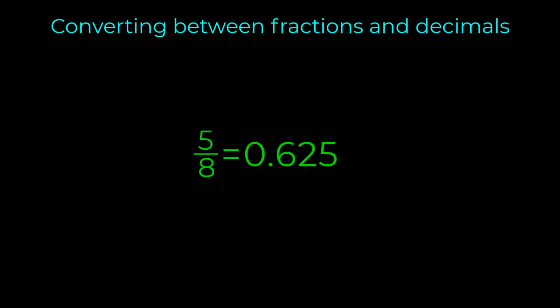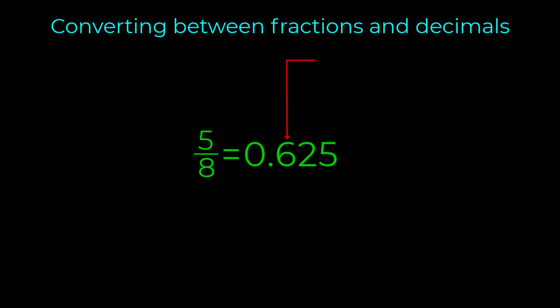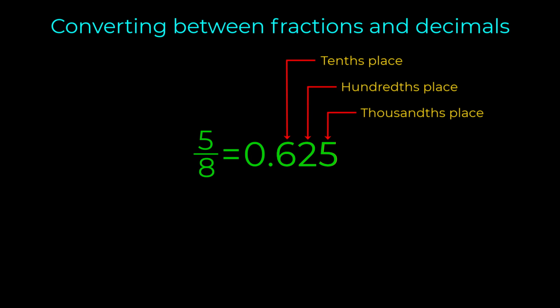That's pretty straightforward. Converting 0.625 back into a fraction is a little uglier, but we can handle it. Remember from video number 14, Introduction to Decimals, that the first place to the right of the decimal point is the tenth place, the second is the hundredths place, and the third is the thousandth place. So the decimal 0.625 is equivalent to the fraction 625 over 1,000.